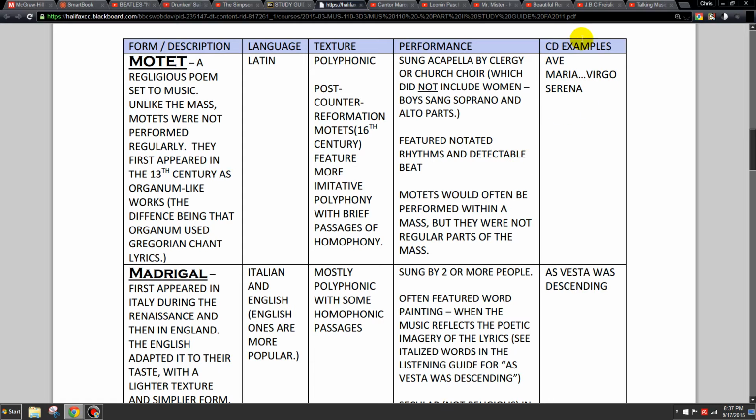That is a religious poem set to music, and you'll notice that's what we have as our definition here. It's a poem about Mother Mary, the mother of Jesus, and Virgo Serena means serene virgin, and so they are celebrating her virtue and her worthiness as the mother of Christ. And so you can follow along with that.